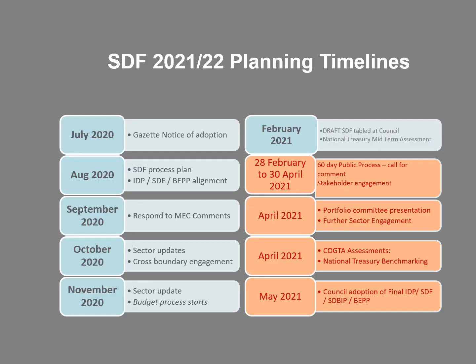The draft SDF is tabled before Council in February before calling for a 60-day public comment period. The municipality encourages communities, stakeholders, and ward committees to engage and comment or share their knowledge. It is also during this period that there are presentations to all the portfolio committees and further sector engagements. Once the final SDF is adopted by Council in May of each year, it is sent to COGTA and thereafter it is finally adopted in compliance with SPLUMA.